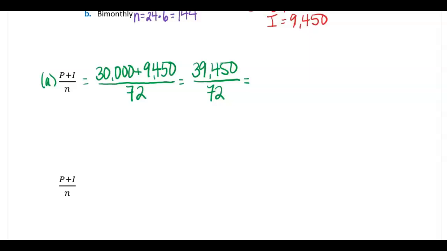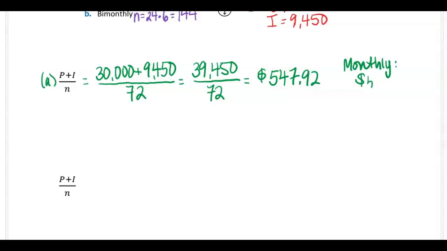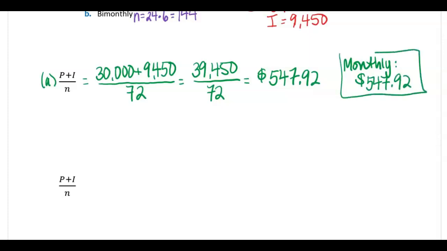Dividing $39,450 by 72 gives us a payment amount of $547.92. So the monthly payment for an add-on interest loan would be $547.92 given the above stipulations.